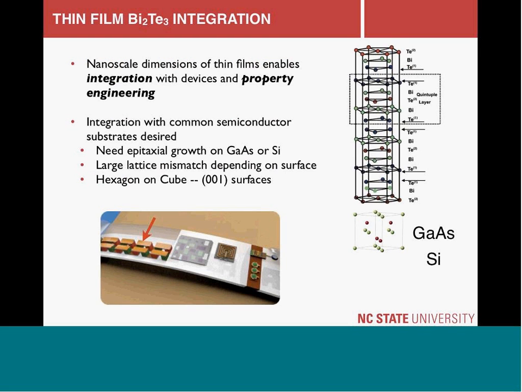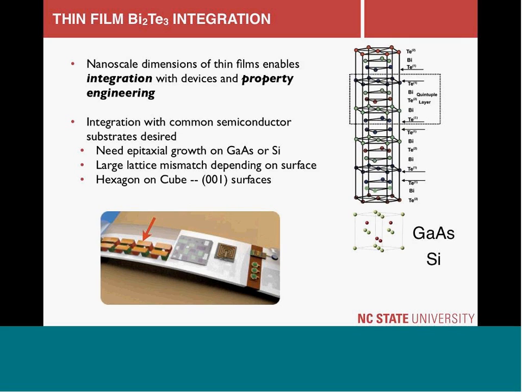Okay, so fine, we can get into the physics right now, your background of it and what it is and why it's important. Nanoscale dimensions of thin film enable integration with devices and property engineering. So as you make things thinner, you begin to be able to control properties, such as being able to make superlattices of bismuth telluride with, say, antimony telluride. You can improve the thermoelectric behavior dramatically. An example of that in a moment.